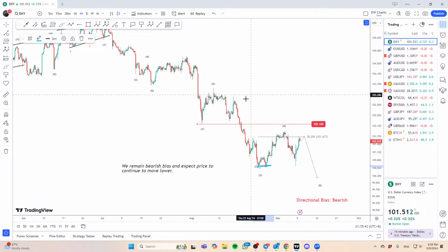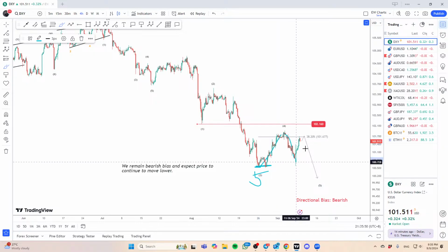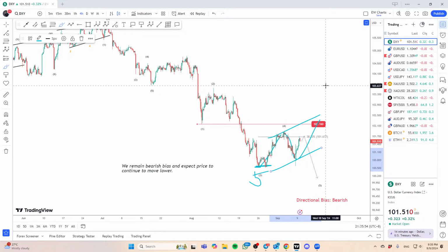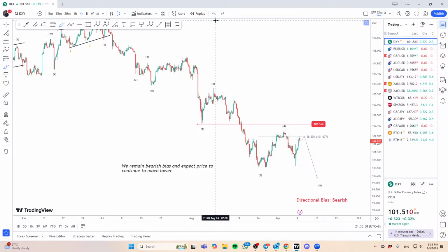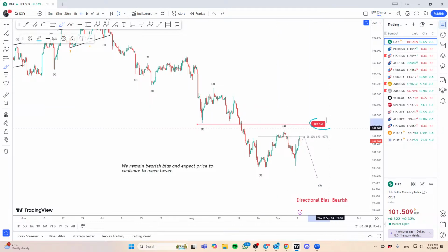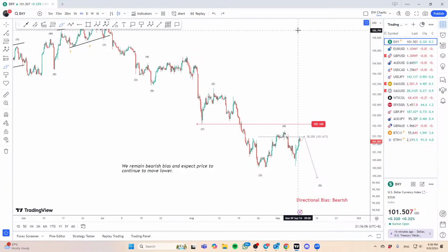but of course, the alternate count here is that this low has been established either as a wave 5 or a simple 3-wave structure to the downside, and then this can develop into a WXY. So that's an alternative as well. But right now I'm just sticking to the first scenario. As long as price is below 102.15, we'll be expecting one more push to the downside. That's my primary view, but of course I also want you guys to be aware of the alternative scenario.